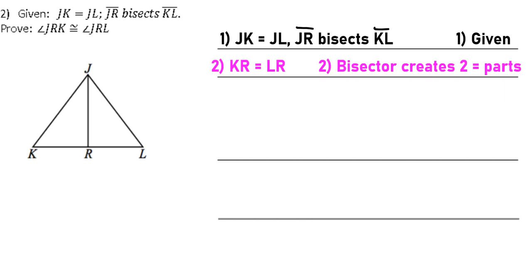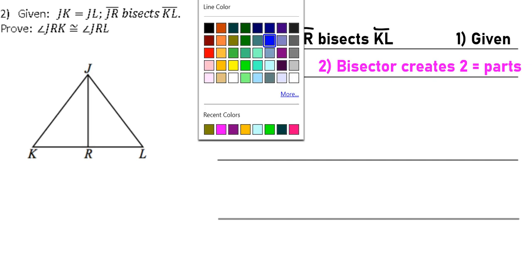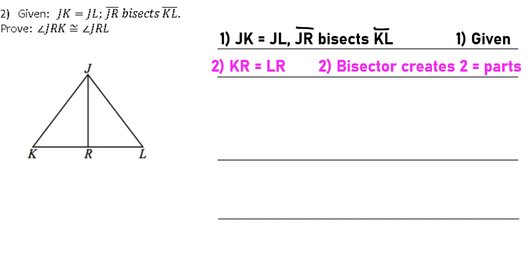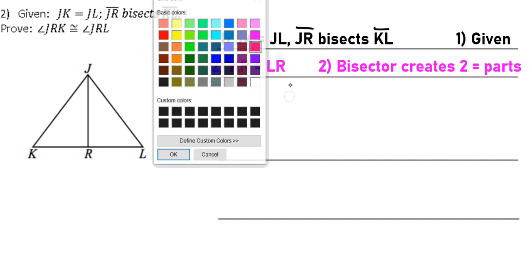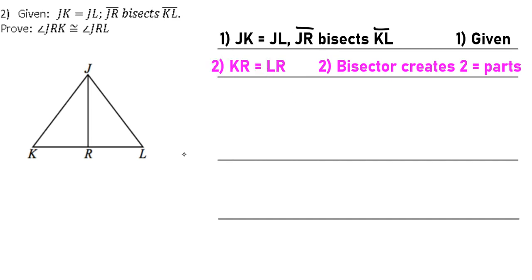Well, we know that JR bisects KL, and read carefully because this is a segment that's been bisected, not an angle. So we have to make sure we use the bisector information correctly. So since JR bisects segment KL, that puts KR congruent to LR on the bottom of our diagram. What else do we know? Well, I should have marked these at the beginning, but we have JK congruent to JL.